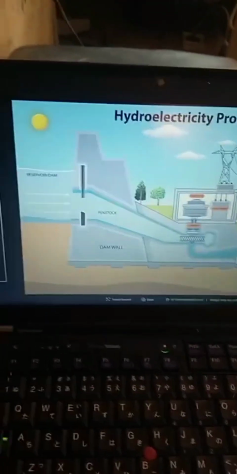So today we get to the safety of hydroelectric generation.